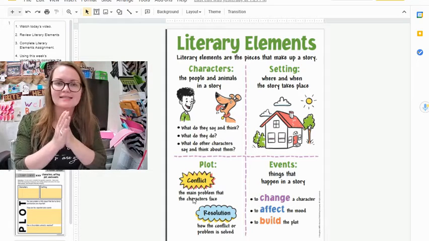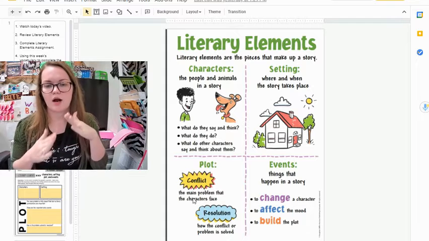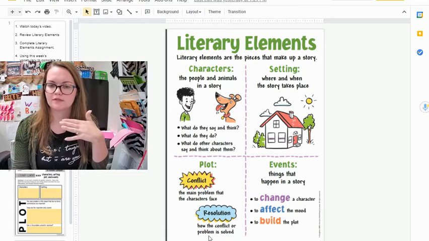Then we have our climax, the most exciting part of the story where things start to happen, our falling action, and finally our resolution. That's how the conflict or problem is solved.